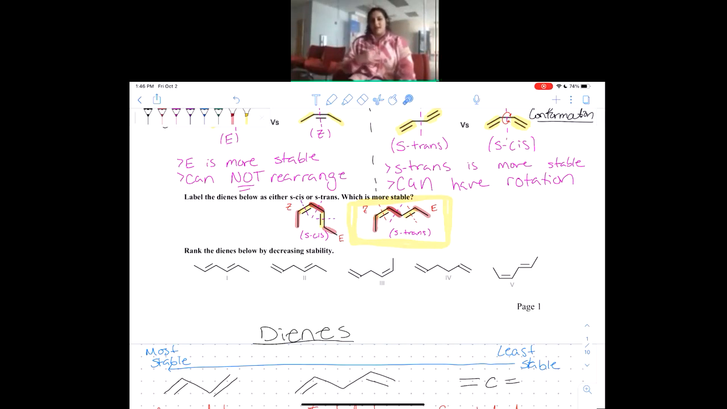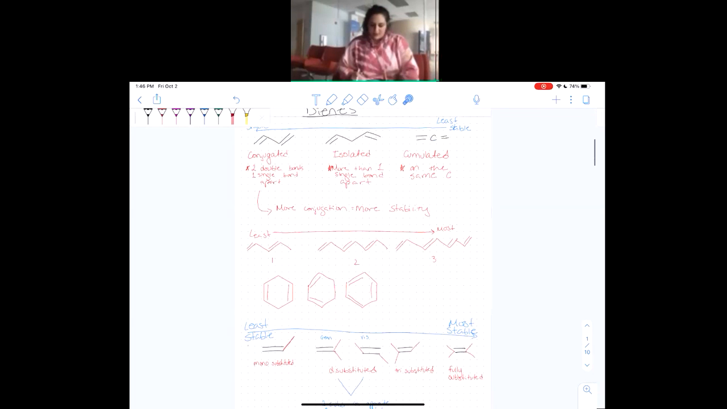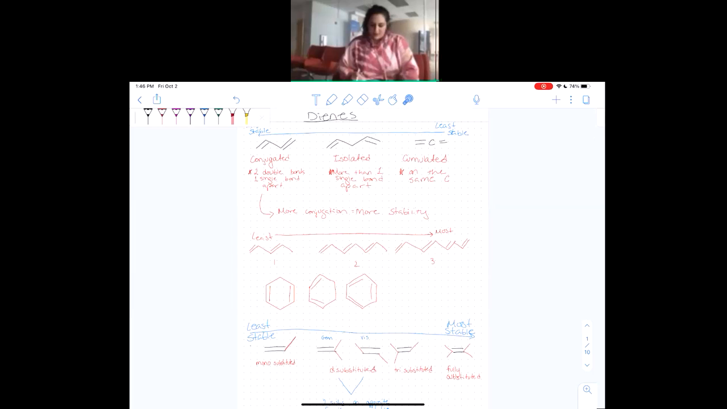So with that being said, I wanted to use the last couple minutes to do a really quick summary, and then I'll give you a peek at UV spec. Essentially what we covered today is, what is a diene? A diene is 2 double bonds. We covered conjugated, isolated versus cumulated systems. Conjugated being 2 double bonds that are 1 single bond apart. Isolated means they're far apart, and cumulated means they're on the same carbon.